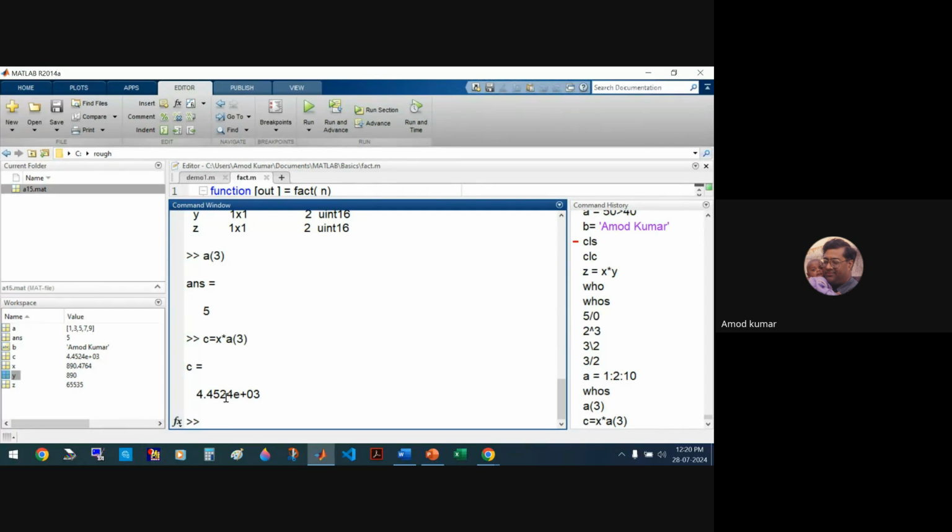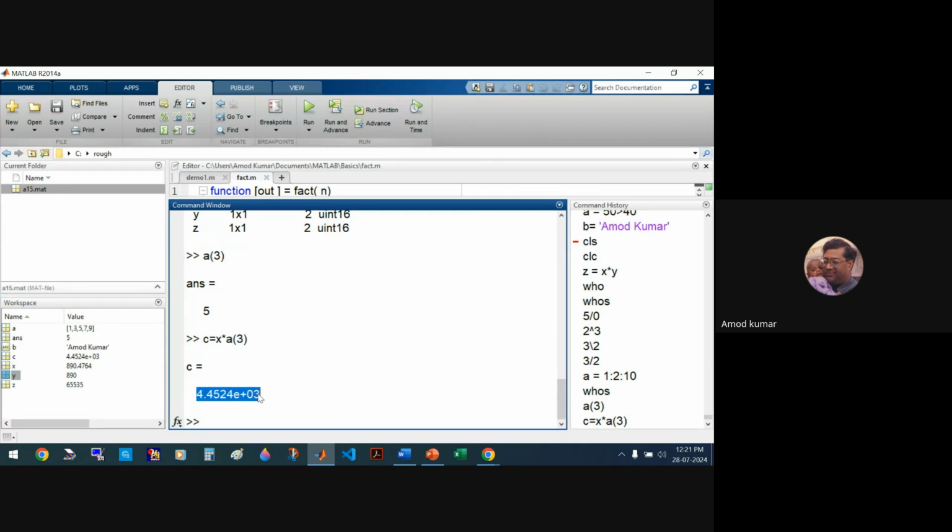See, I told you that whenever numbers are large, then it will write it in floating point form. That means the answer is 4.4524 into 10 raised to the power 3. You can write this number as 4452.4. Okay.